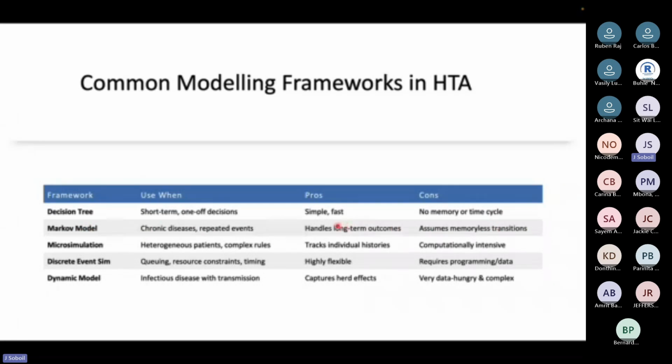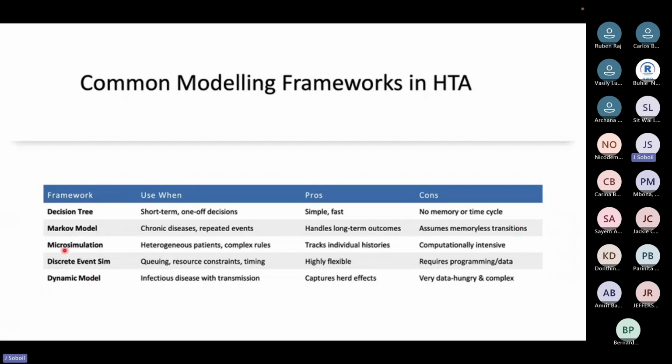And in R, that's so much easier than Excel. In fact, in Excel, to create a continuous time model rather than a discrete time Markov model is almost impossible. And following on from that, we have our more individualized patient models.